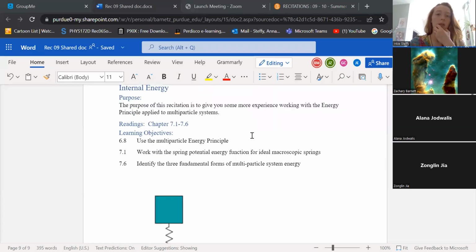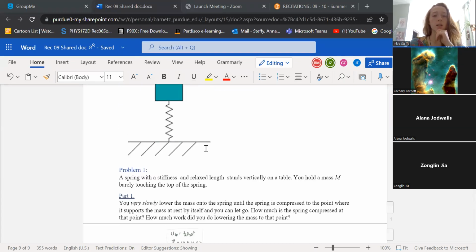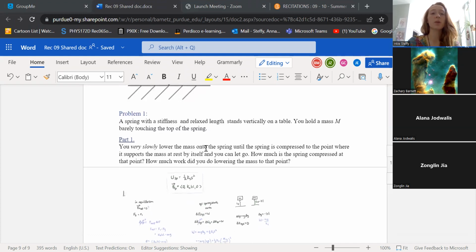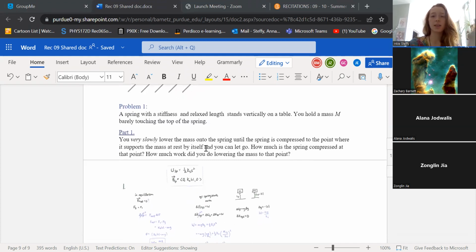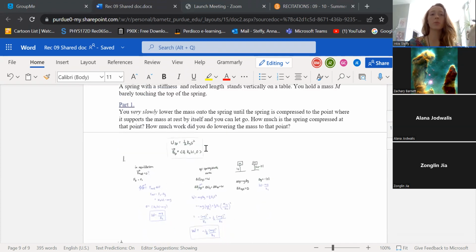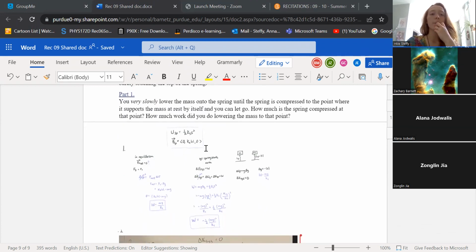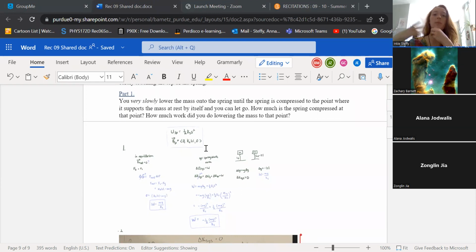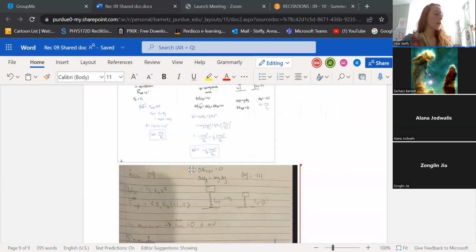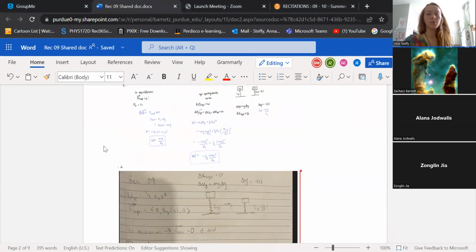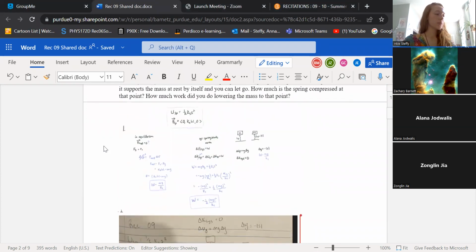Recitation 9 in physics. And we have the shared documents. So we're given the problem of a spring with a stiffness and a relaxed length that stands vertically on a table. We hold the mass, very slowly lowering the mass onto the spring until the spring is compressed to the point where it supports the mass at rest by itself. You can let go. How much is the spring compressed at that point, and how much work did you do lowering it? So how did people approach this problem?